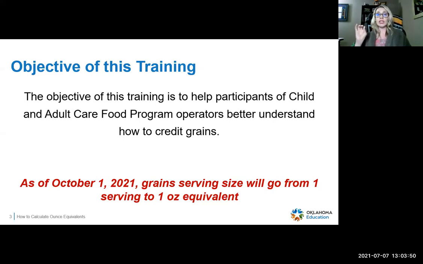In the handouts, what we did give you is the new grains chart. I don't know if you can see it, it's the way my lighting is. We have the regular one in the manual, but this one will say new for October 1, 2021. You can start using this. This was supposed to go into effect in 2019, but they pushed it to 2021. The serving size is just a little bit different, but not a lot different. The other thing we have given you is the how to use the ounce equivalent handout.